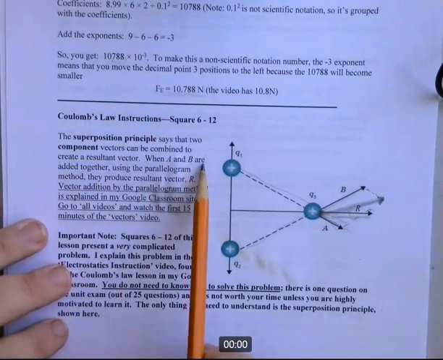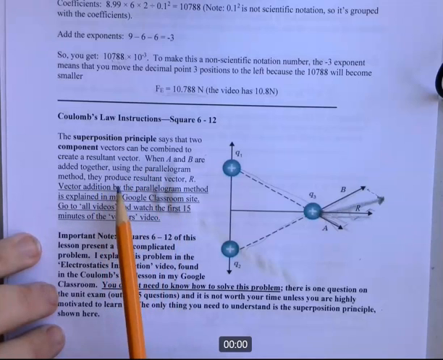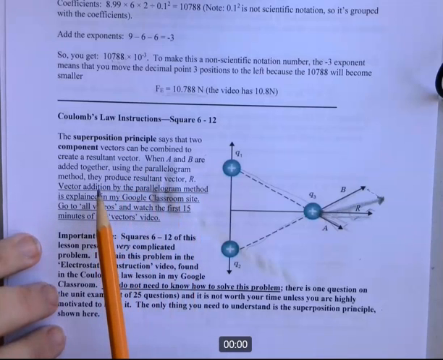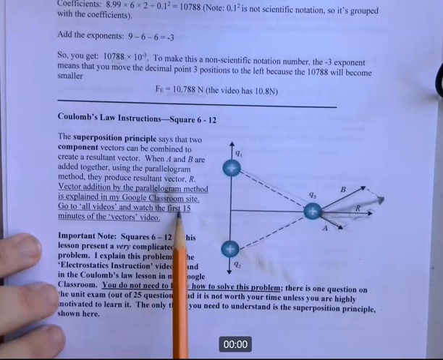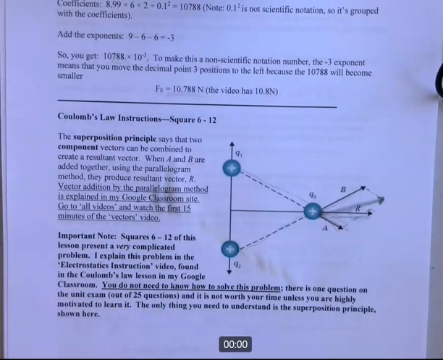When A and B are added together using the parallelogram method, they produce a resultant vector R. Vector addition by parallelogram method is explained in my Google Classroom site. Go to all videos and watch the first 15 minutes of the vectors video. So that's about the 5th time you've heard that. Go see that video.